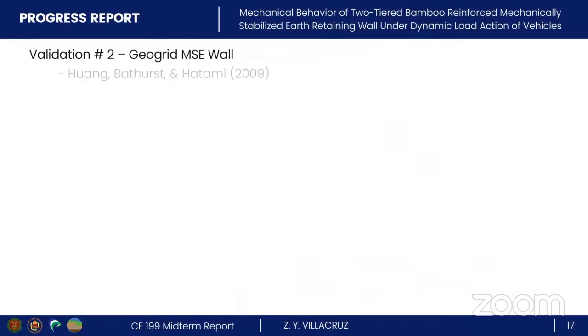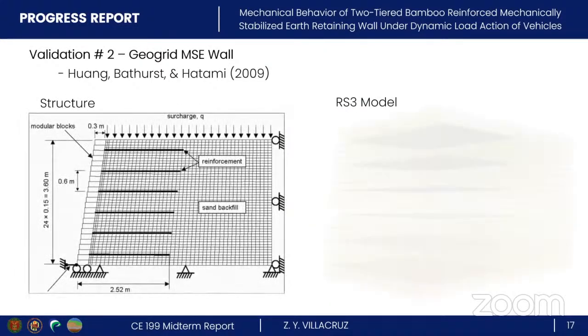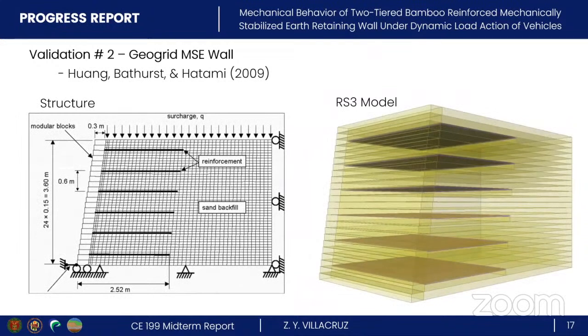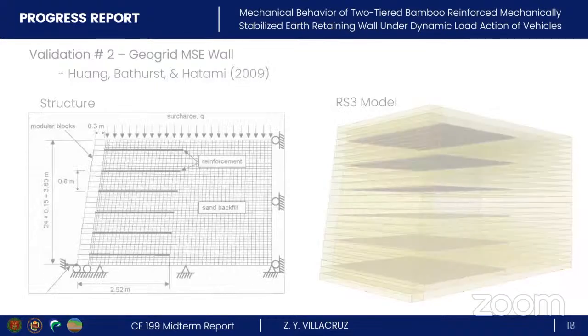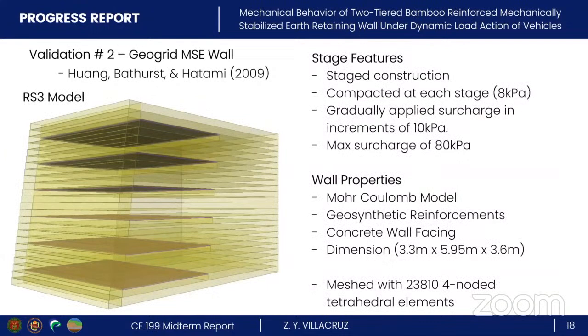My last validation is for the geogrid reinforced MSE retaining wall from a study conducted by Huang, Butlers, and Hatami. Shown on the left is their study's model, and on the right is my model made in RS3. This model simulates a stage construction where a compaction after each layer is applied and a gradually increasing surcharge after construction. The soil backfill is modeled with a Mohr-Coulomb model and reinforced with geosynthetic reinforcements with a wall facing made from concrete panels. This model was meshed with four-noded tetrahedral elements amounting to 23,810 elements.